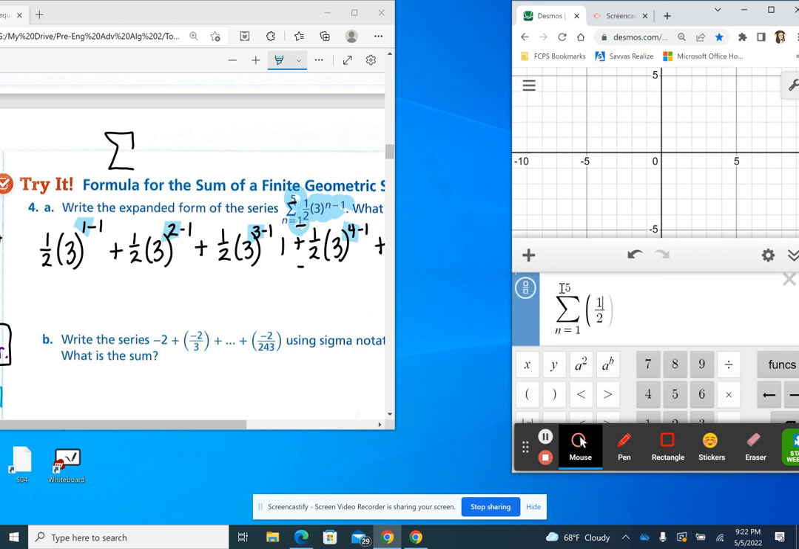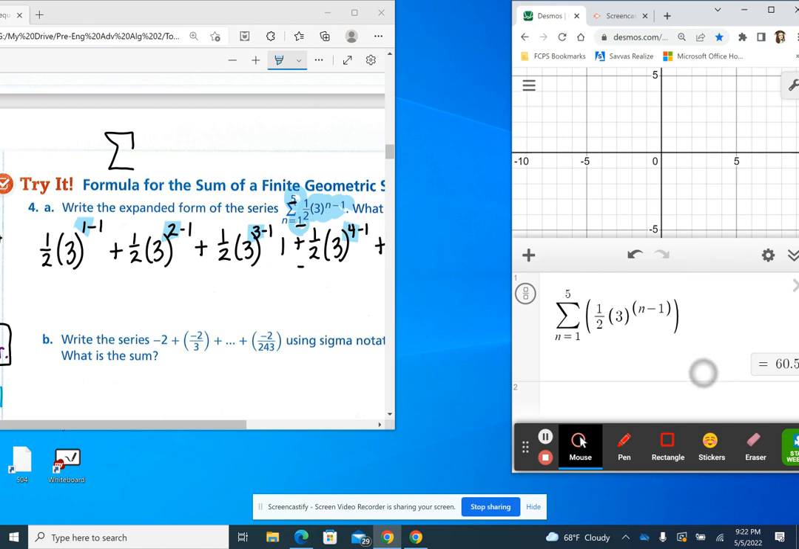1/2 times 3 to the n minus 1. I'm putting parentheses around the exponent so it all stays in there. Close parentheses. And then it'll tell me it's 60.5.